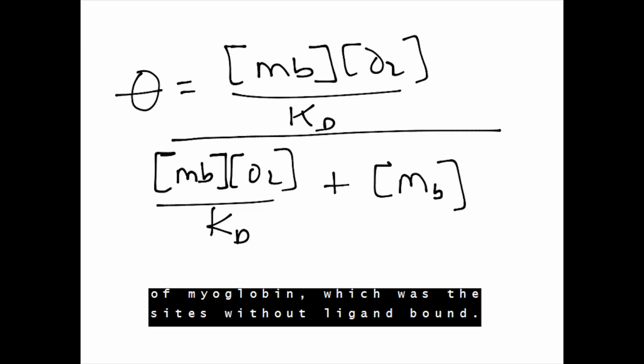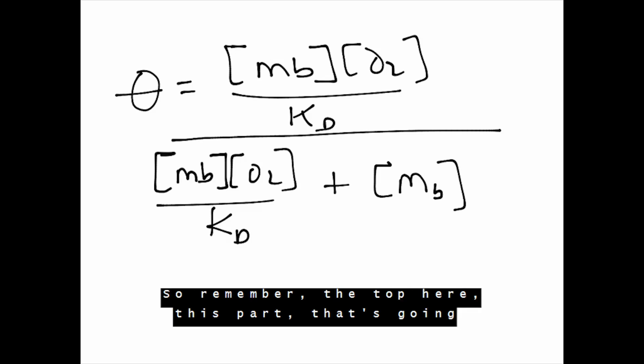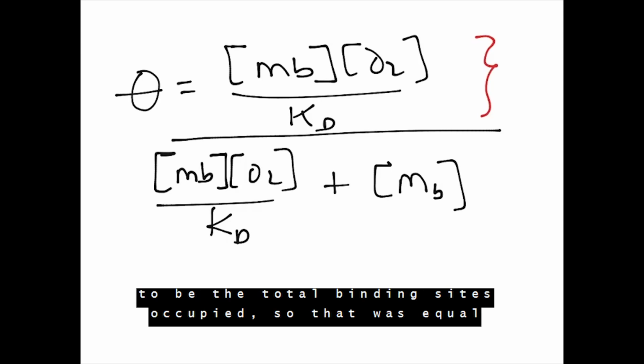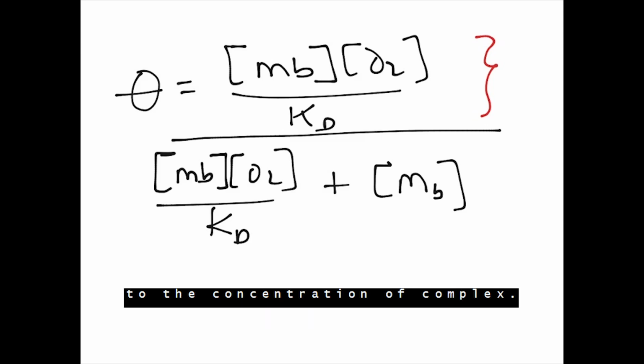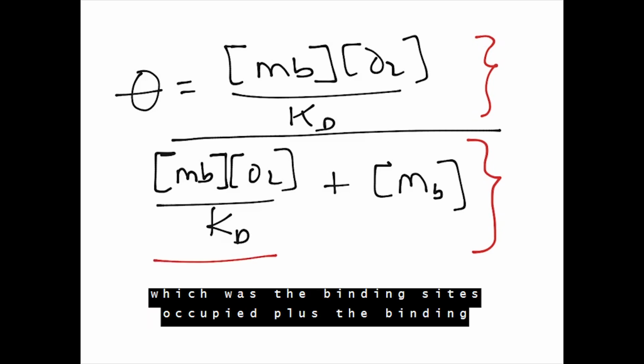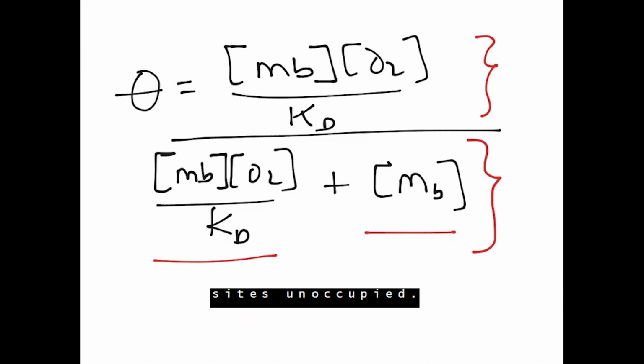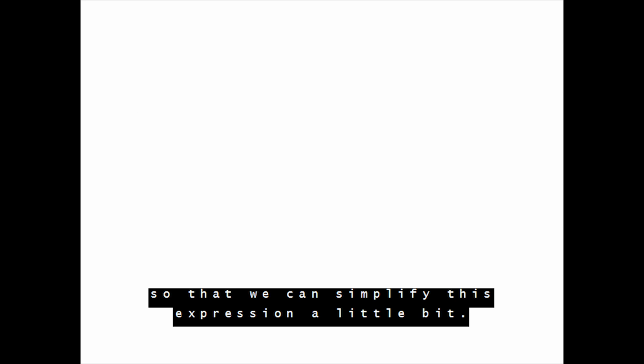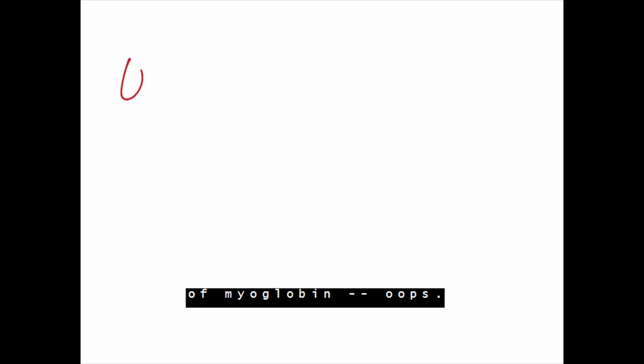which was the sites without ligand bound. So remember, the top here, that's going to be the total binding sites occupied, which was equal to the concentration of complex. And this bottom part here was the total binding sites present, which was the binding sites occupied plus the binding sites unoccupied. Now we want to do some math so that we can simplify this expression a little bit. I'm going to pull out the concentration of myoglobin.